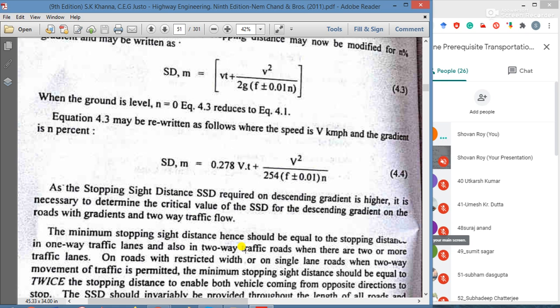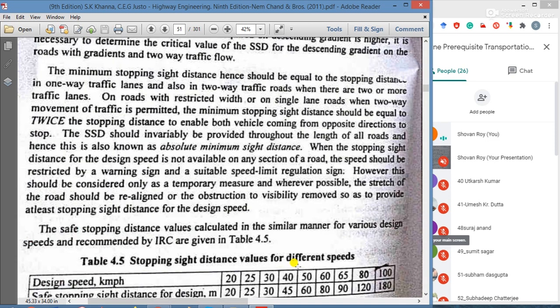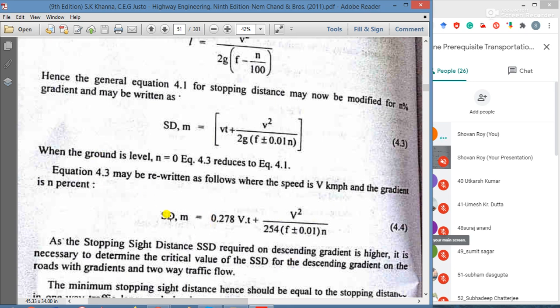Now let's see the actual problem asked in the numerical. Also something is written here: the equation may be written as follows, where V is in kilometer per hour and the gradient is n percent. If the velocity of the vehicle is given in kilometer per hour and you don't want to convert into meter per second, then we can directly use this formula: 0.278 Vt plus V square by 254 times (f plus or minus 0.01 n). So this formula can be used.